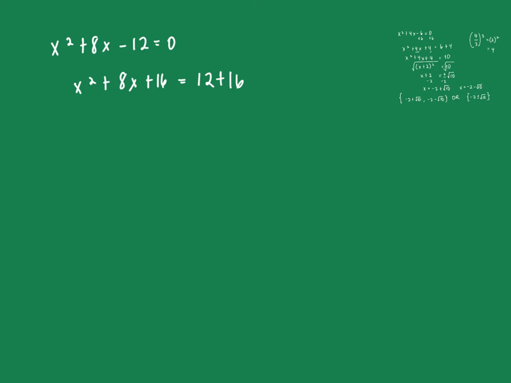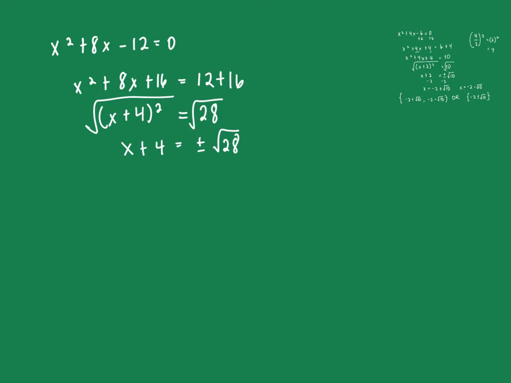Next, pause the video and write your solution. You should have written the left-hand side as x plus 4 squared and the right-hand side as 28. Now, pause the video to write the next part of your solution. Okay, you should have extracted square roots on both sides. So you should end up with x plus 4 equals positive negative square root of 28.